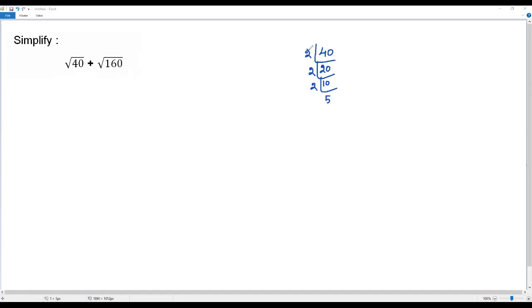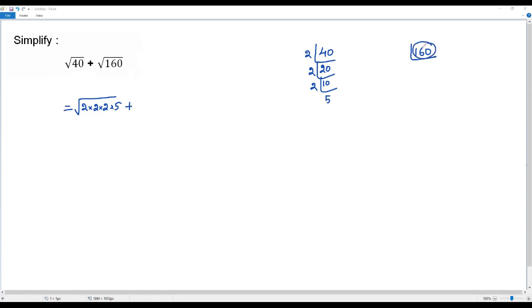Now 40 can be written as 2 times 2 times 2 times 5. Let me write it over here. So here instead of 40, we can write 2, 2, 2 and 5. The same thing we have to do for this square root of 160. That is, we have to decompose this 160 into its prime factors.